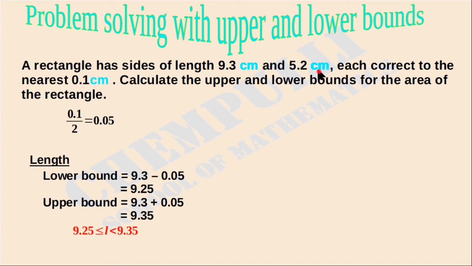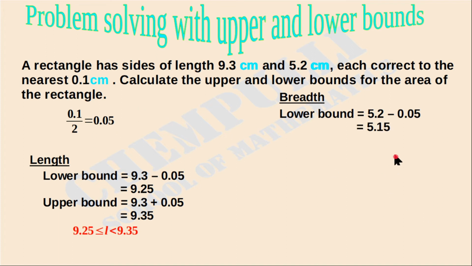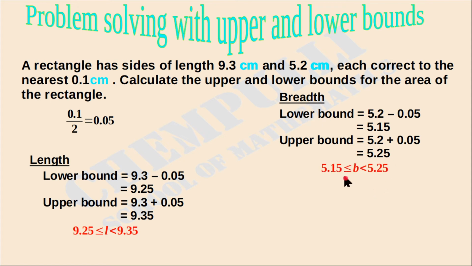Next we can take the breadth. First, the lower bound. To find the lower bound, subtract 0.05 from 5.2. That means the lower bound is 5.2 minus 0.05, which gives 5.15. To find the upper bound, add 0.05, that is 5.2 plus 0.05, and you will get 5.25. Now we can write it in inequality form: 5.15 ≤ B < 5.25. Next we are going to find the upper and lower bounds for the area of the rectangle.